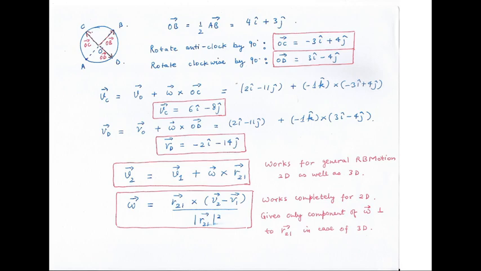So we arrive at the vectors OC and OD. Using those vectors, we arrive at the relative velocity: the velocity of C relative to O, and the velocity of D relative to O. So it is just an application of things we've learned in the video. So we arrive at these answers.